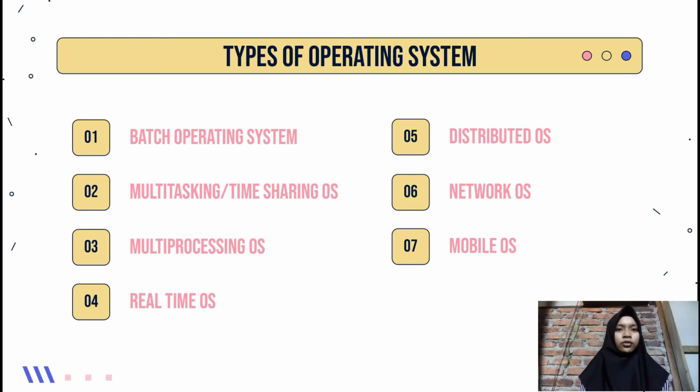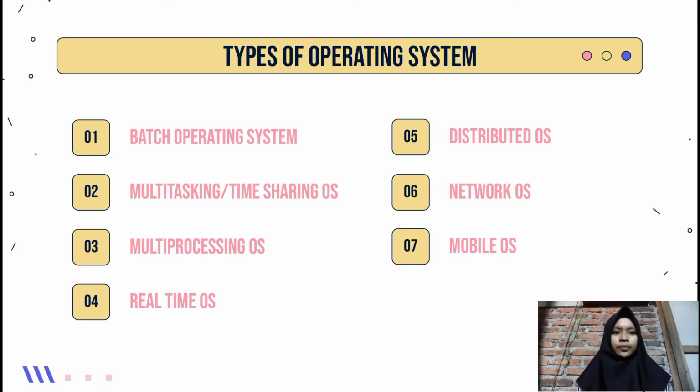My name is Nanti Nurraningsi and I will explain about types of operating systems. Following are popular types of operating systems: batch operating system, multitasking time sharing operating system, multiprocessing operating system, real-time operating system, distributed operating system, network operating system, and mobile operating system.